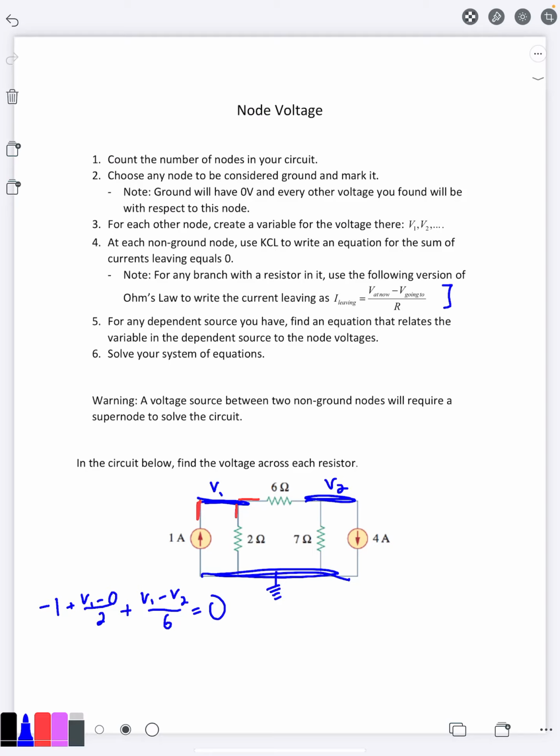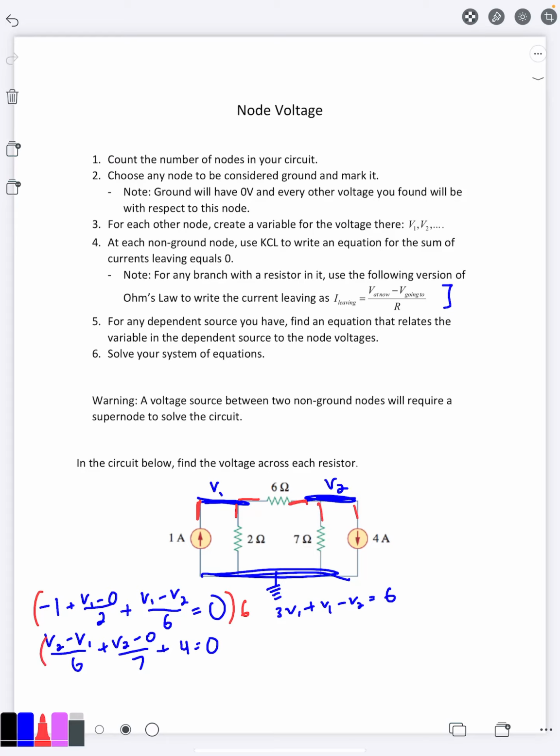Then we're going to continue this and make an equation for our V2 node over here. Following the same process, voltage you're at minus voltage you're going to over R, that's the current going left out of here. Then the current going down the middle is voltage you're at minus voltage you're going to over R. And lastly, the current going out there is 4. We'll go ahead and clear out the denominators here. That's going to give me 3V1 plus 1V1 plus V1 minus V2 equals 6.